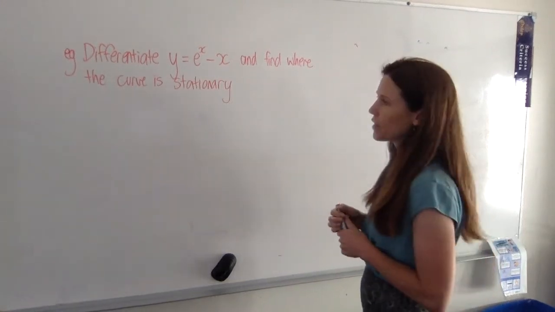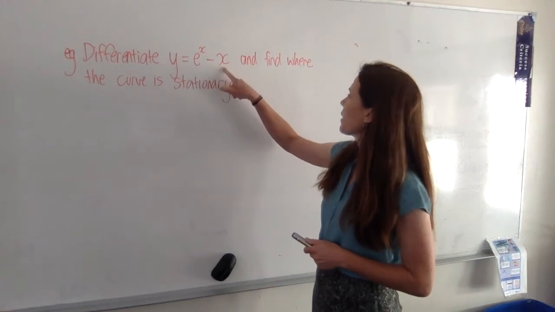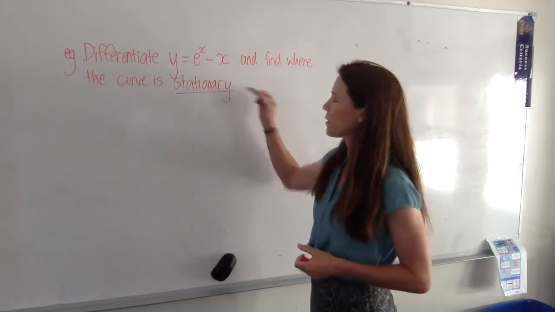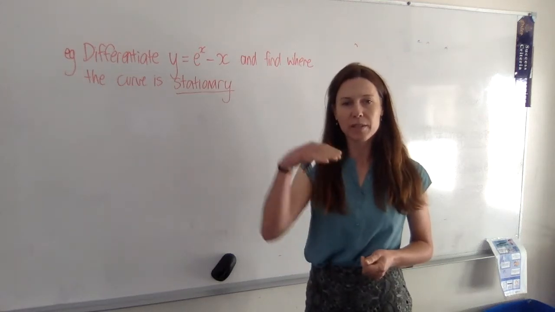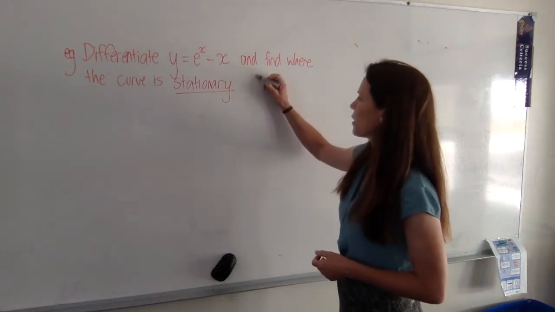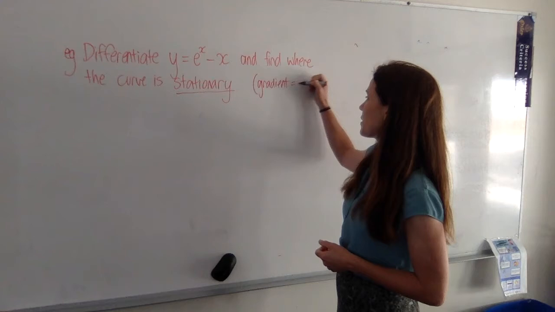So let's have a look at a couple of examples. Differentiate y equals e to the power of x minus x and find where the curve is stationary. Now, this is our key word here, stationary. A stationary curve means that it's not increasing or decreasing, it must be flat. So we're looking for, in other words, the place where the gradient of the curve is 0.